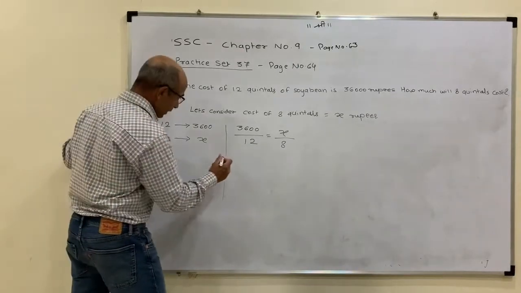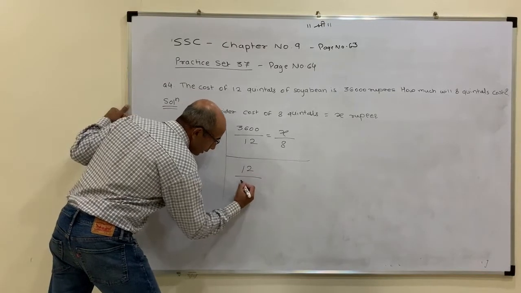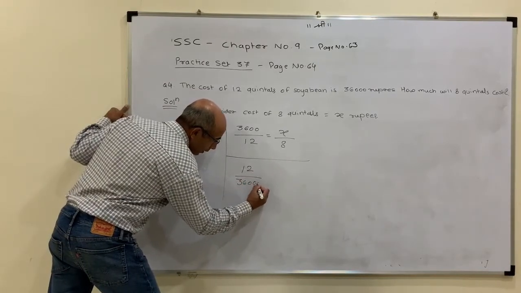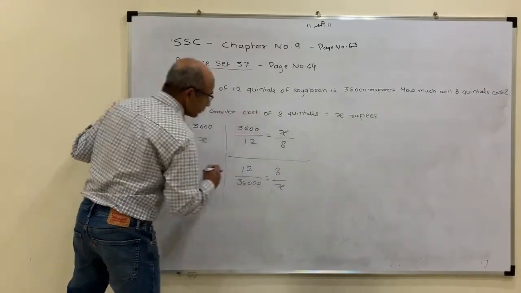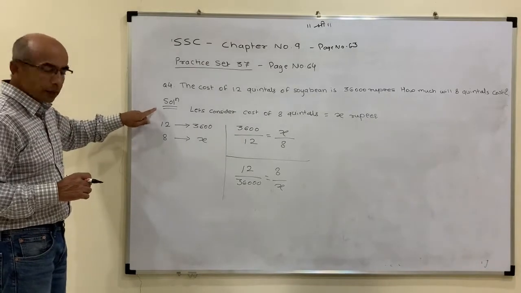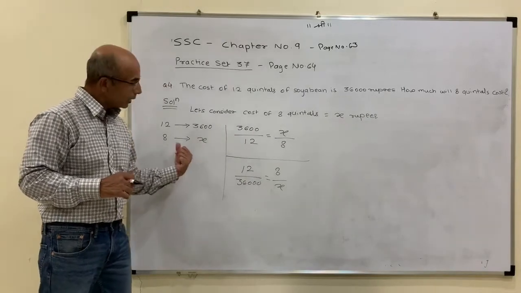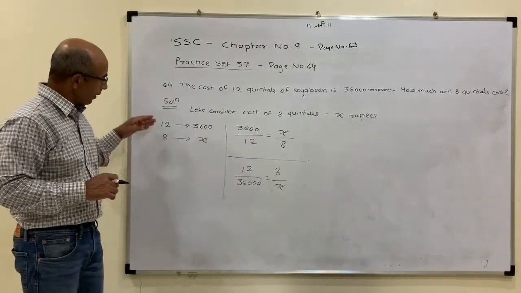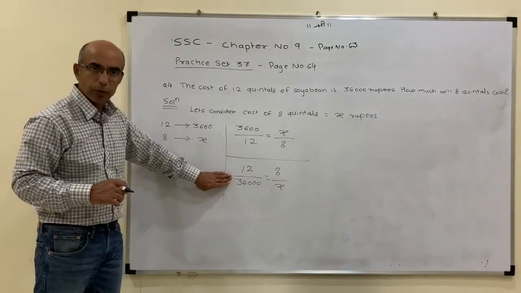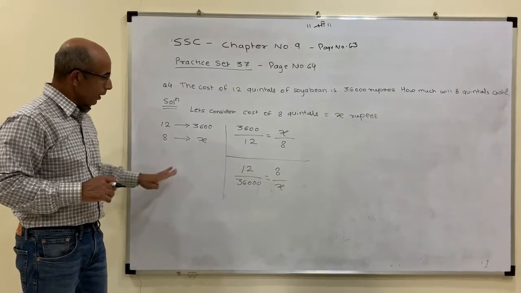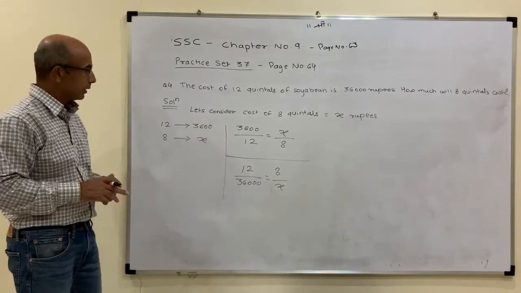Or if I consider it the other way round, I can say 12 divided by 36,000 equals 8 divided by x. You need to have one thing on the same side on the numerator and the other thing on the denominator. If I am considering quantity on the numerator, I need to consider quantity on the numerator for both. And if I consider the rupee amount on the numerator, then accordingly I need to consider it that way.